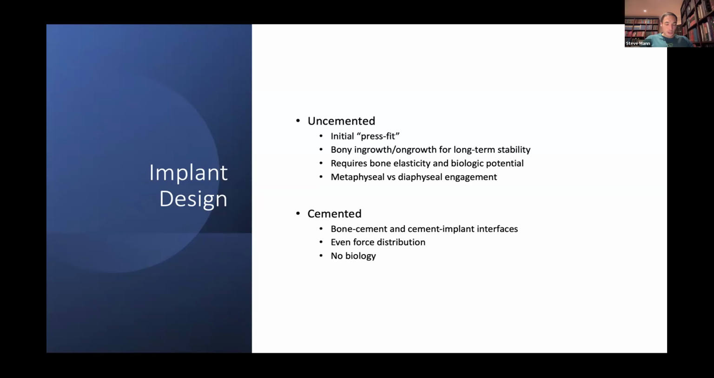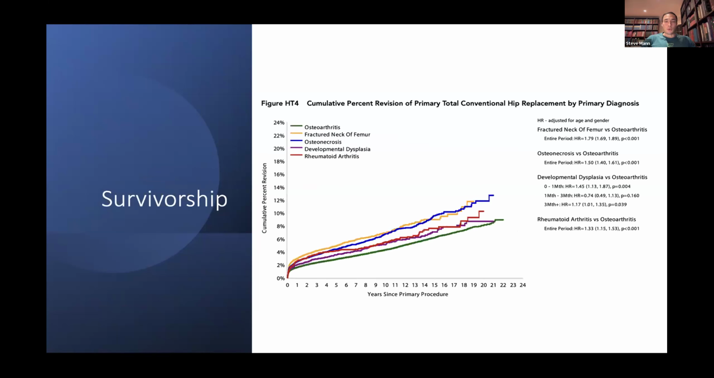And no biology is maybe a bit of a stretch, but you don't rely on the biology of the bone to heal onto the implant to give you your long-term fixation. And then what all this boils down to is excellent survivorship.